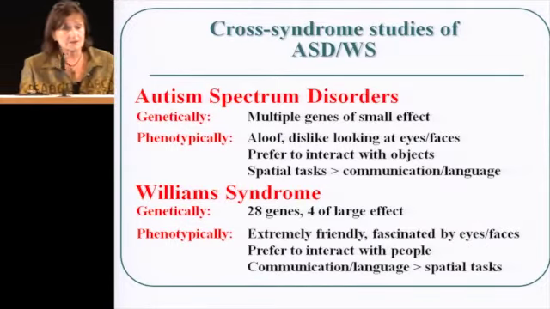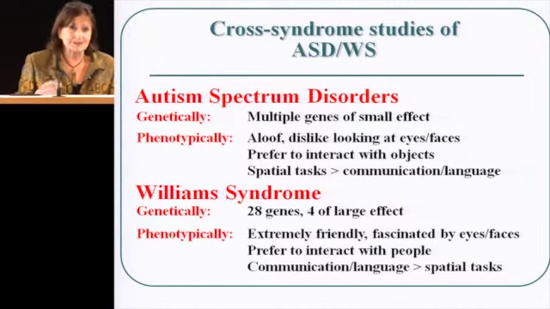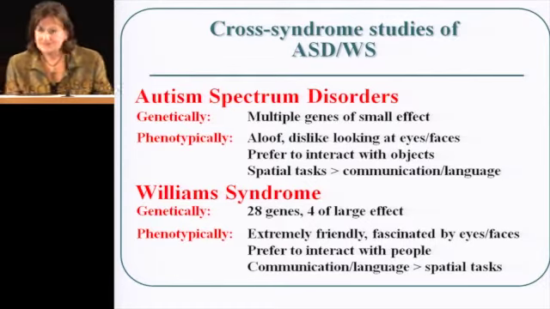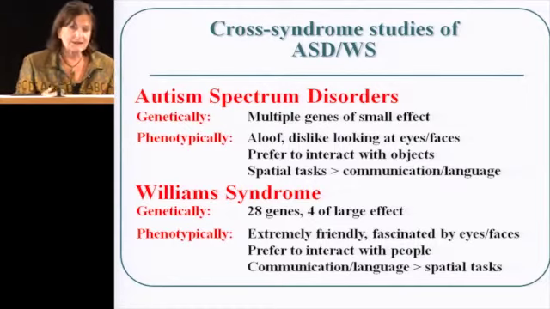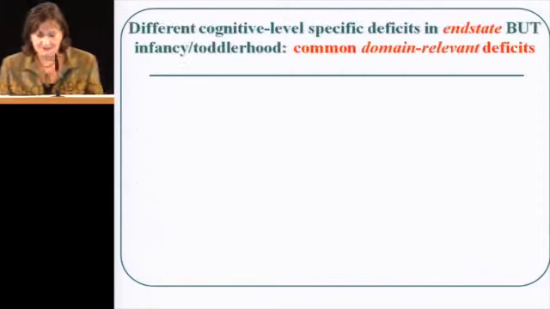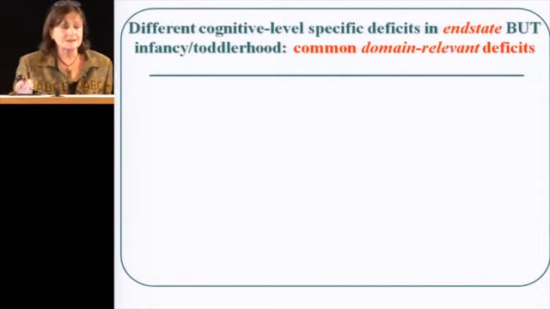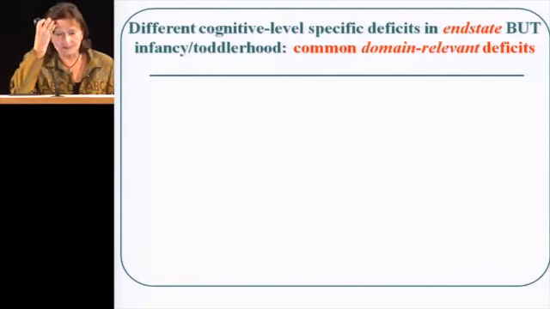Williams syndrome looks like the opposite. They're extremely friendly. They're fascinated by eyes and faces. You can't get them to disengage from eyes and faces. They much prefer to interact with people than to explore objects. And their communication and language is significantly better than their spatial tasks. So in the end state, in older children, adolescents, and adults, these two syndromes look very different.